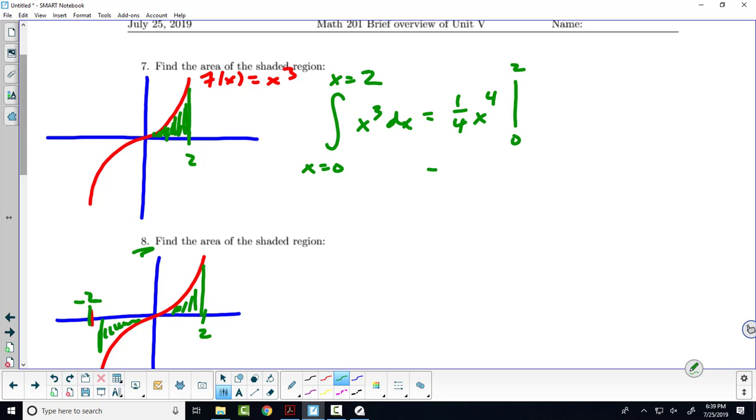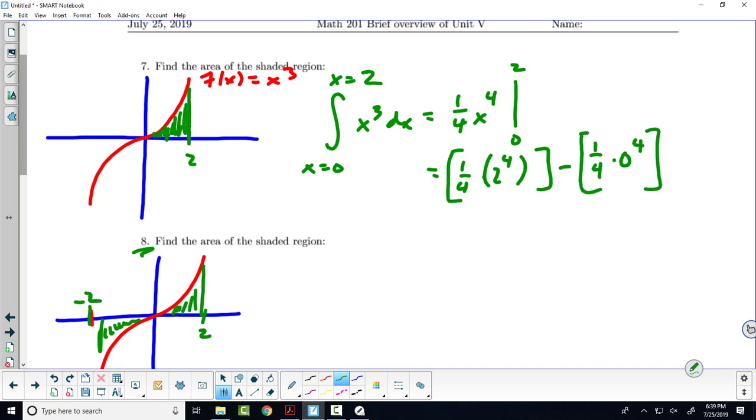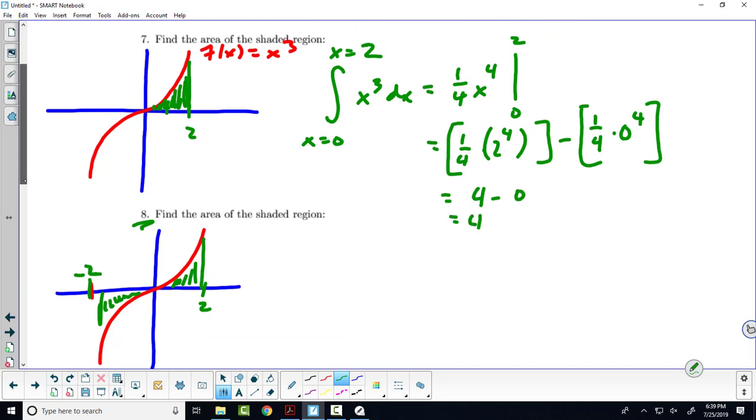Right? All right, then this gives me 1/4 times 2 to the 4th minus 1/4 times 0 to the 4th. Could you just put a 0 there? Oh boy, you betcha. I'm just showing you the procedure. And we end up with 2 to the 4th is 16, divided by 4 is 4, minus 0, or 4. Okay. All right, what's going on here?